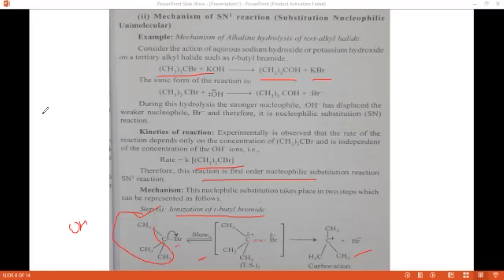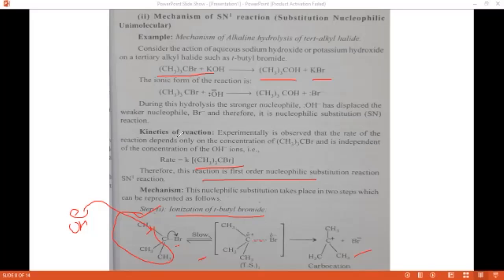When the nucleophile attacks the carbon atom, these three groups sterically hinder the nucleophile and prevent the backside attack. Therefore, in the first step, the carbon-bromine bond ionizes to give the tertiary butyl carbocation and the bromide ion.